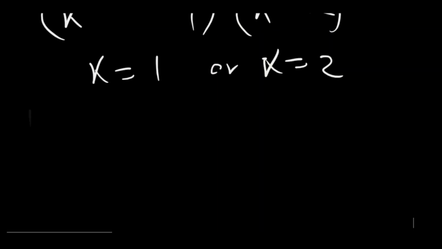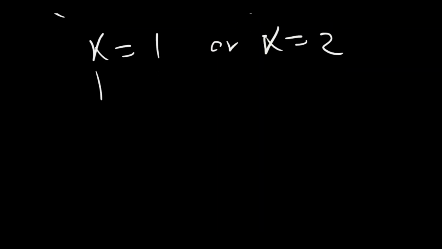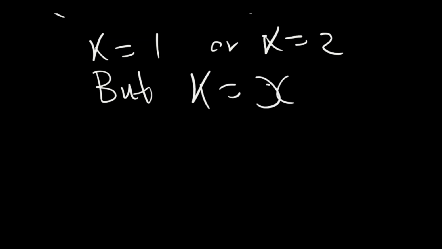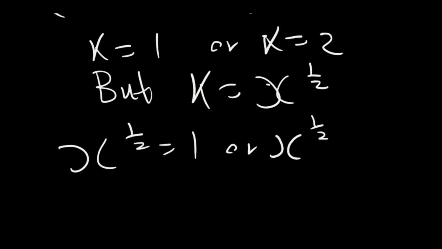But remember, what did you say k is? k is equal to what? Please go back. It's equal to x to the power of 1 over 2, right? So when I say x to the power of 1 over 2 is equal to 1, or x to the power of 1 over 2 is equal to 2 to the power of 1.